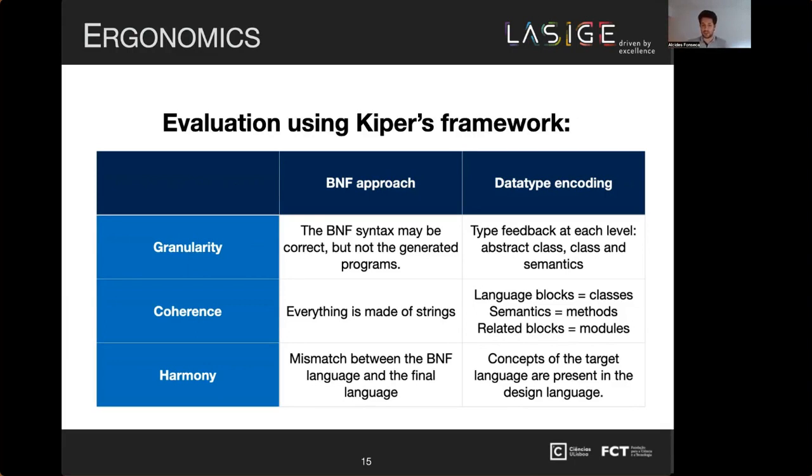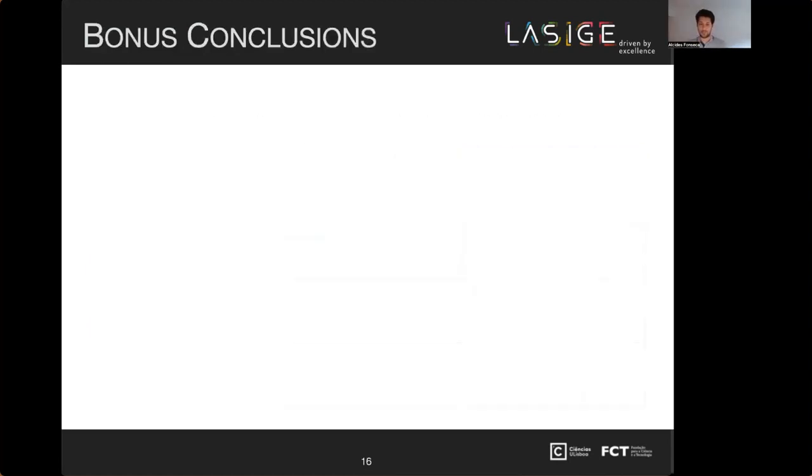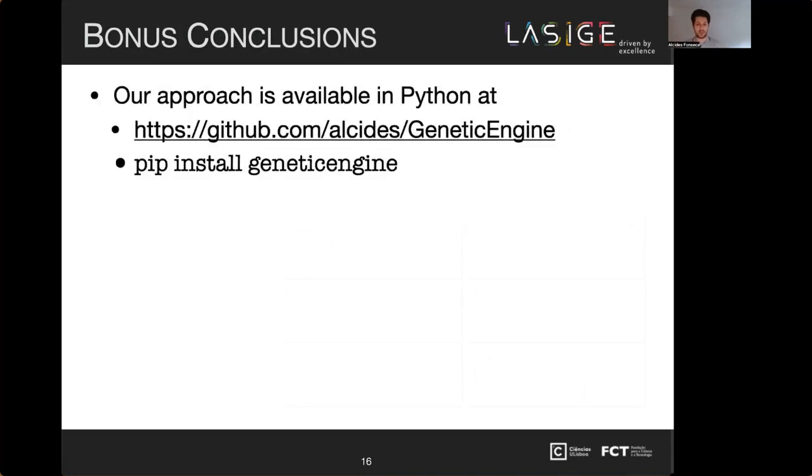And the final criteria is harmony, and this is where we see this mismatch between the BNF language and the final program, where there's no direct correspondence from the final program to the original language. But in our encoding, if you see something in the final solution, you'll see exactly what it represents in the source code of the data structure. So it's more harmonious. And to conclude, we have extra information.